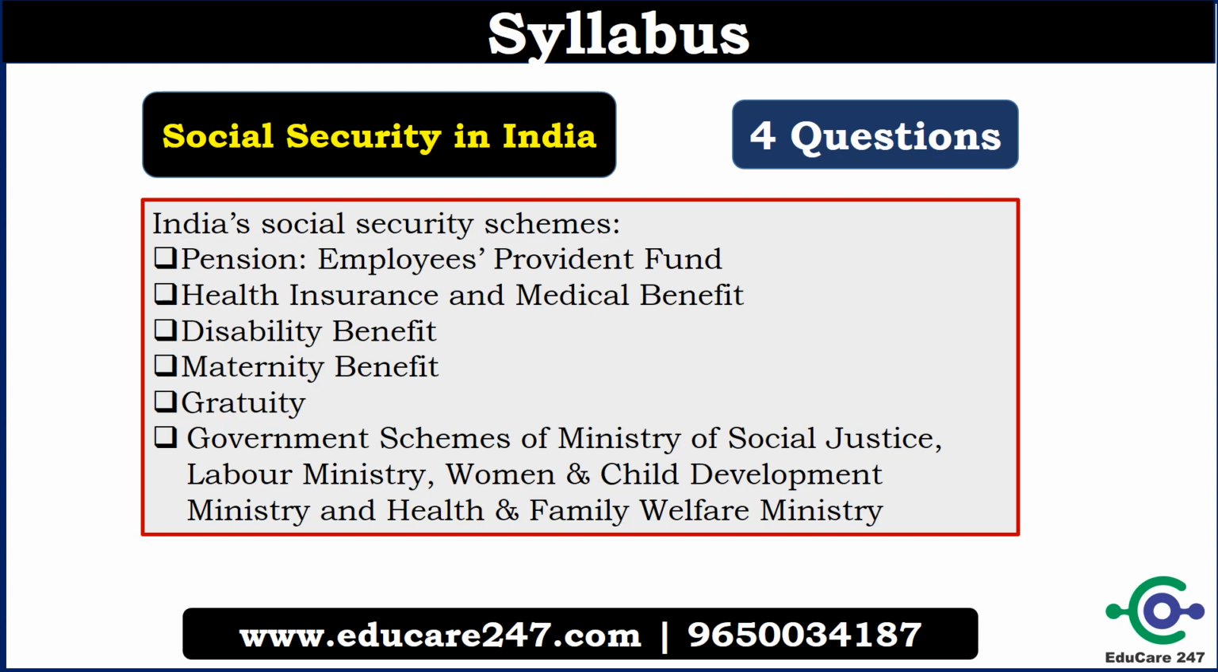The last part of the syllabus is social security in India. In 2016, a total of 4 questions were asked from this section, and what all do you have to study under this section? India's social security schemes, pension, employees provident fund, health insurance and medical benefit schemes related to that, disability benefit, maternity benefit, gratuity, and government schemes of the Ministry of Social Justice, Labor Ministry, Women and Child Development Ministry, and Health and Family Welfare. All this you have to study for this part of the syllabus.